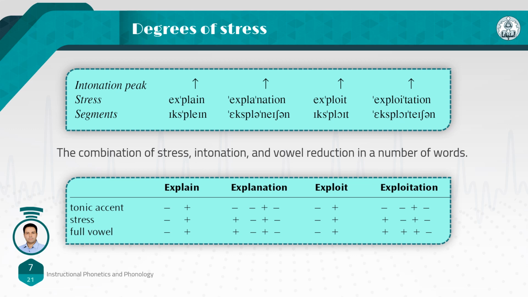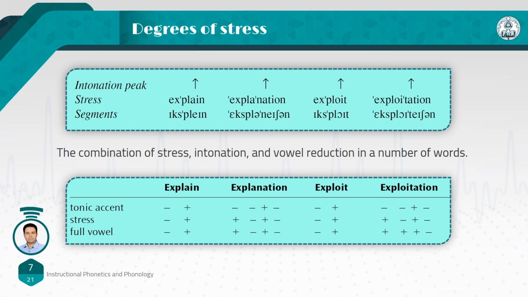But explanation is a four syllable word. So it is marked plus stress on both the first and the third syllable, explanation, and plus stress on the third syllable. As you can see by comparing the middle row with the top row, the last plus stress syllable in each word has been marked plus tonic accent too.